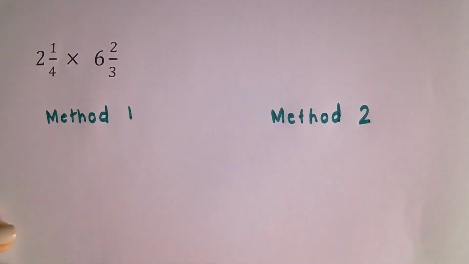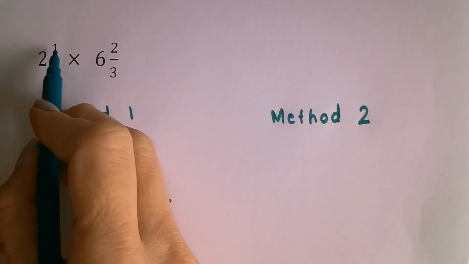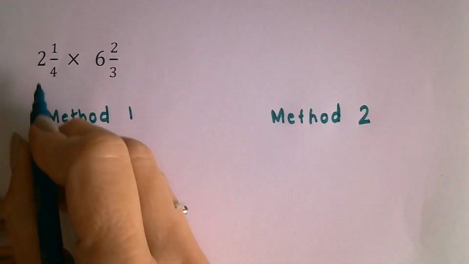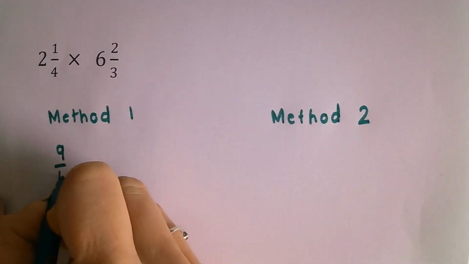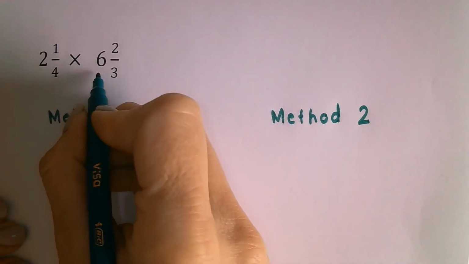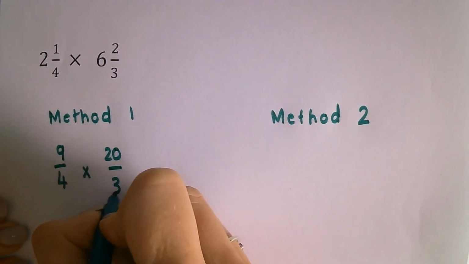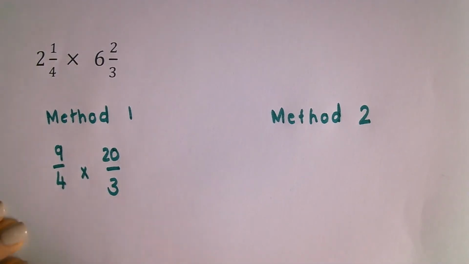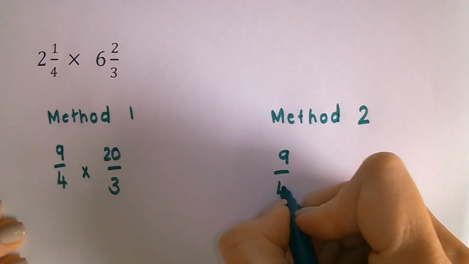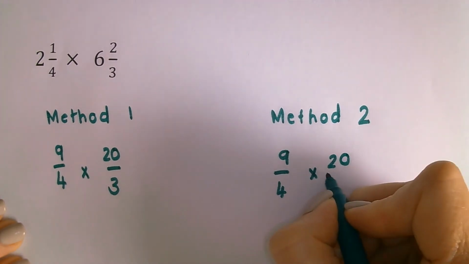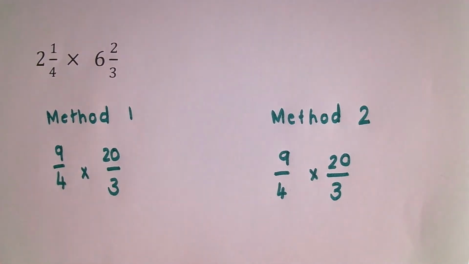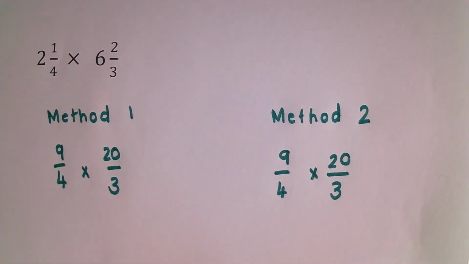Okay, so let's see what we've got. 4 times 2 and 1. So 4 times 2 plus 1 is 9. Remember, we're going to change it to improper. And 3 times 6 is 18, plus 2 is 20 over 3. And we can actually write this for both of them, because remember, we've got to do it for both sides anyway. Now remember, when you do these questions, you only have to do one method. I'm only doing both methods so you can see which one works better for you.